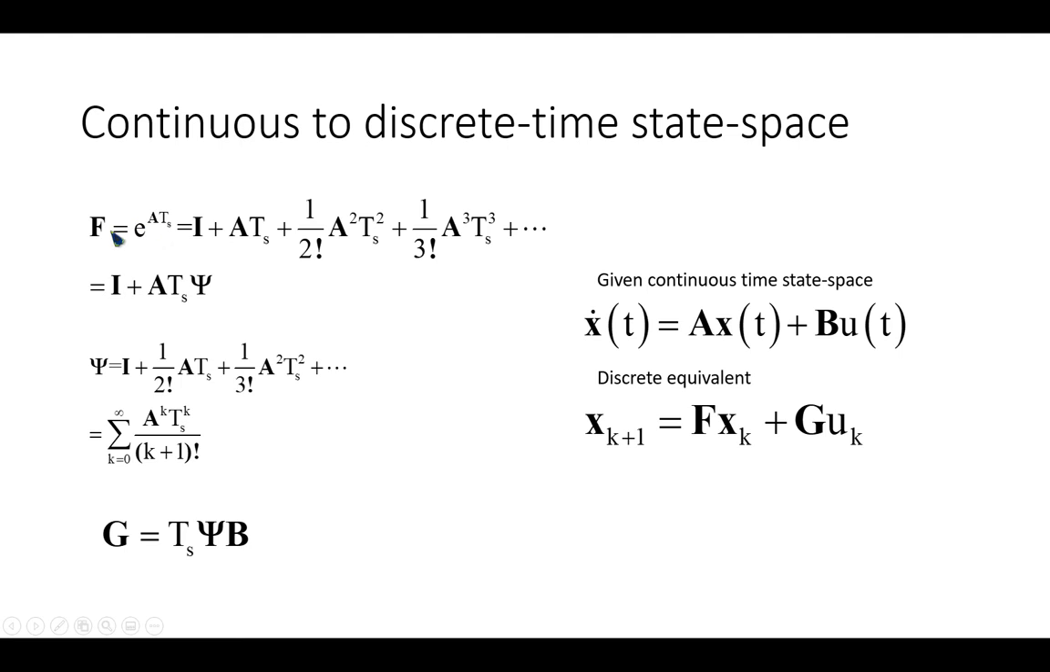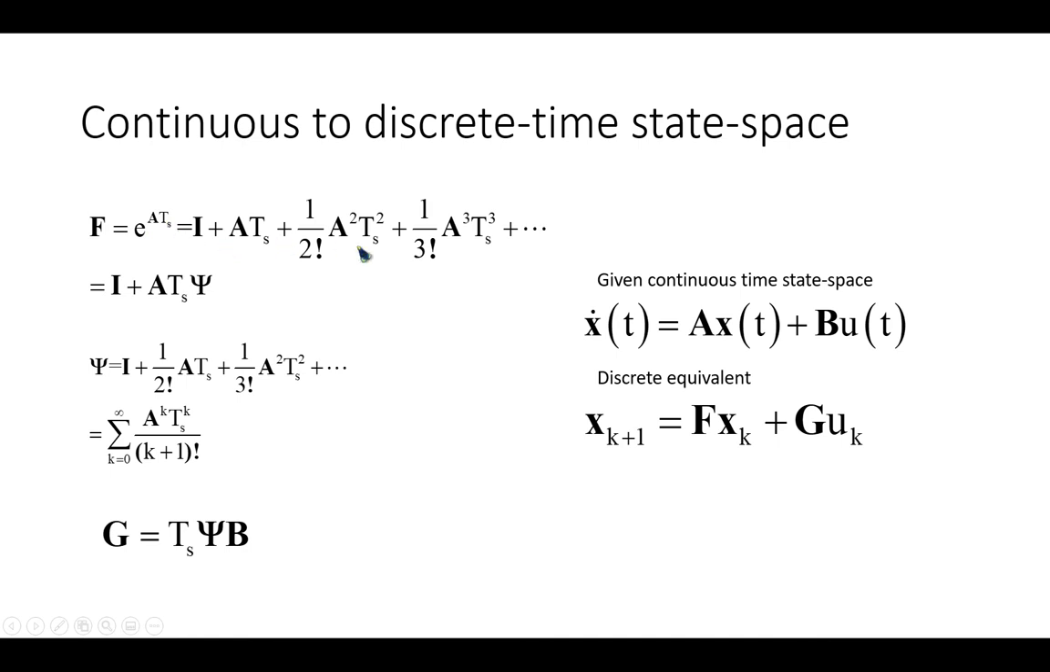One way is to do this power series method. There's a whole host of different ways to do it. This one I'm going to use because we can actually work this one out manually for our particular problem. And that's to say that you can expand e to the AT, which is the relationship that you get between continuous and discrete. A is the continuous A matrix, F is the discrete time equivalent, and they're related via the exponential matrix. Ts is the sampling interval in seconds.